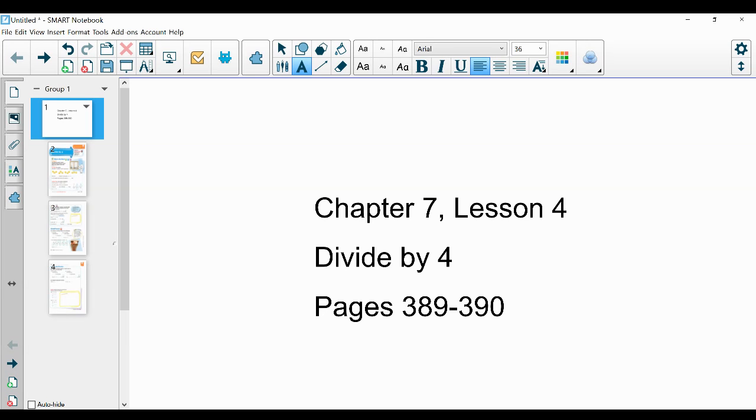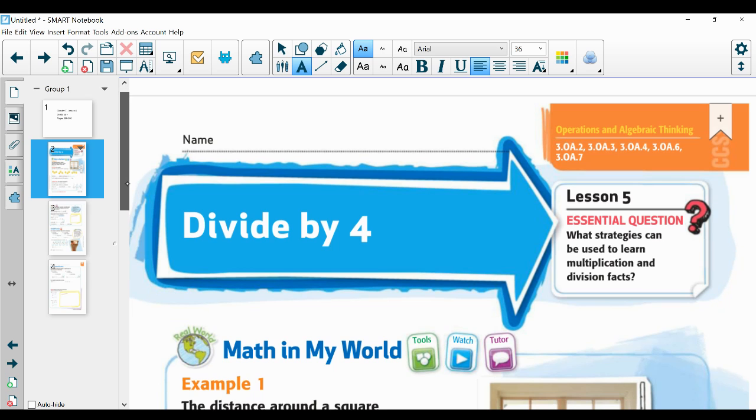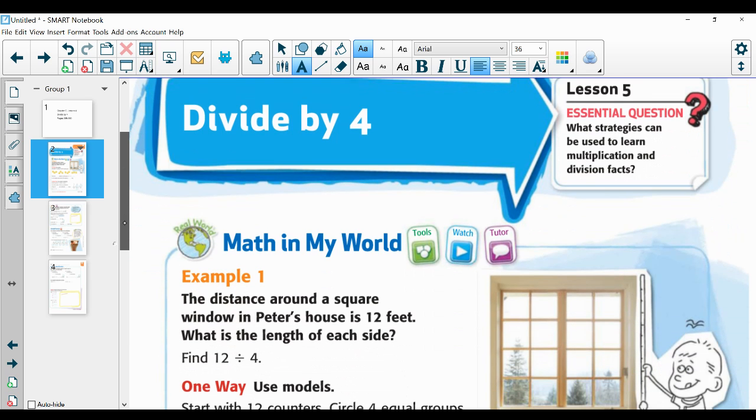Okay, today we're doing Chapter 7, Lesson 4, Dividing by 4, pages 389 to 390. Let's get started. So, what strategies can be used to learn multiplication and division facts? We've learned using the inverse operation for finding the unknown. We've learned how to use a multiplication chart. We know how to use equal groups. We know how to use number lines.